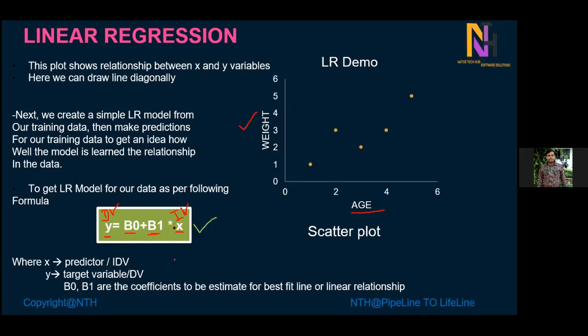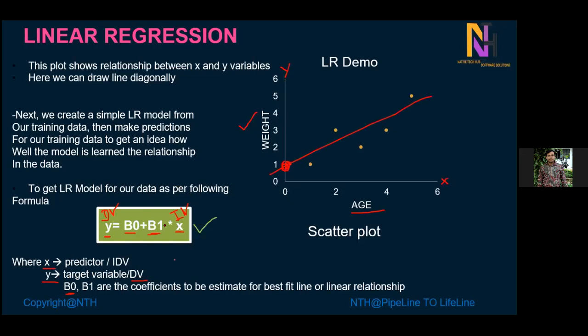So as soon as your training data is trained with this model, this equation is going to enable you to predict certain outputs. Here x is a predictor or input variable, y will be a target variable or dependent variable, and b naught will be the intercept point, the place where the line cuts the y-axis. This is the y-axis, this is the x-axis.